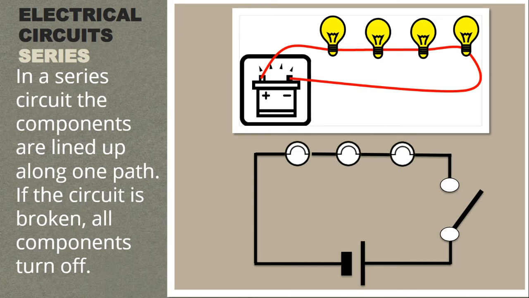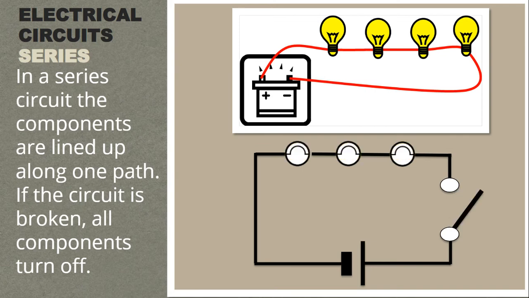This is like when you have an old set of Christmas lights and one light breaks and the rest of them don't work. That's because they're lined up in series. If one breaks, it means the electricity can't flow through all of them. So I close the switch, all the light bulbs turn on. If I open the switch, all the light bulbs turn off. I close the switch and they all turn on again, right?